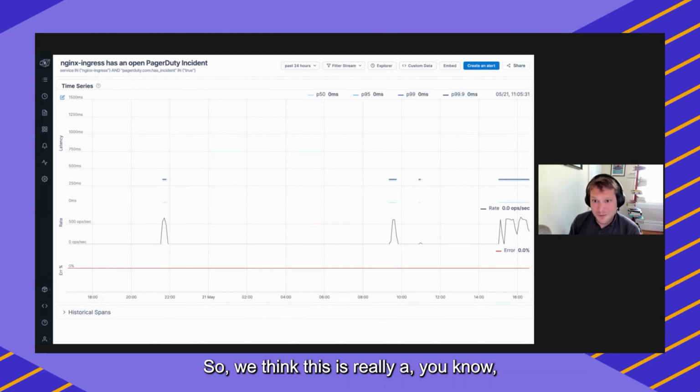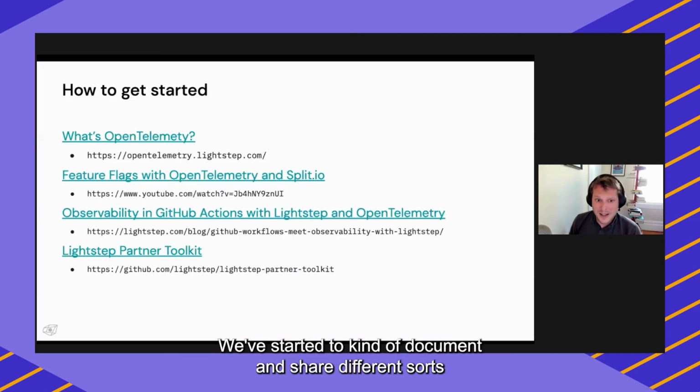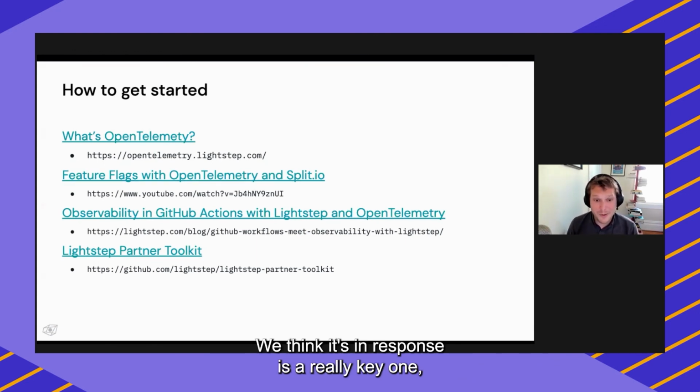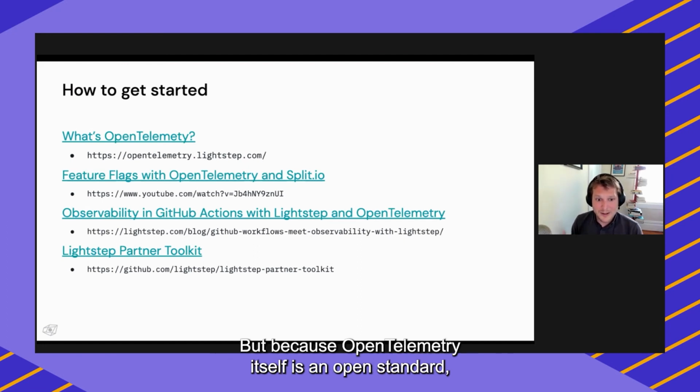We think this is really an experimental case, but it's the beginning of a lot of different interesting possibilities. We've started to document and share different things in the broader DevOps space around what you can do with this. We think incident response is a really key one, but we're also sharing examples with feature flag vendors like Split.io and LaunchDarkly. It also applies to deploys, GitHub Actions, and CI/CD workflows. Because OpenTelemetry itself is an open standard, we've made almost all of these examples and use cases open source.